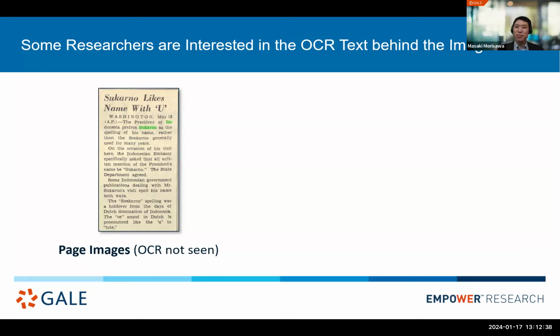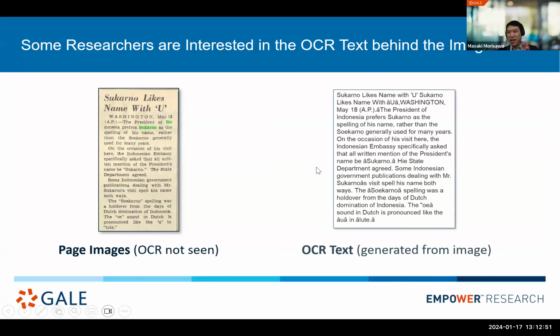So this is an example of a newspaper article about the Indonesian President Sukarno. It's a short article, and this is the page image, and you can see the highlighting. And I showed to you during the presentation, you can actually look at the OCR text that is hidden behind this page image. And I also mentioned that the OCR contains some errors. So you can see here some funny characters here and there, but basically most of the text is pretty okay.